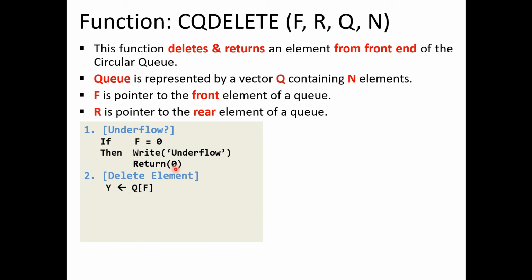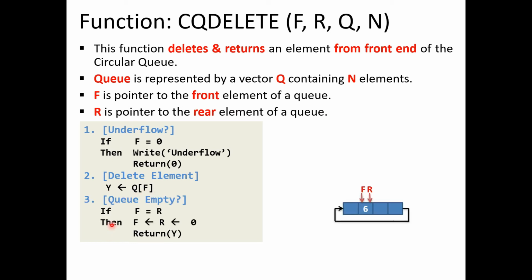Now the second step is delete element. We have to delete element y when our front f is pointed. So q of f is the location from where we have to delete element y. Now step number 3, q empty.